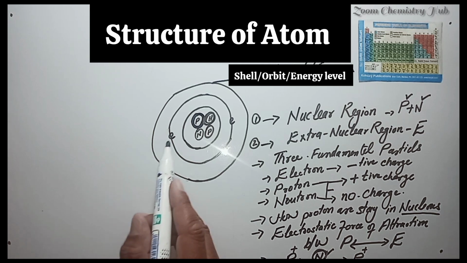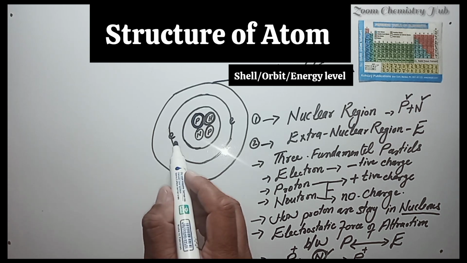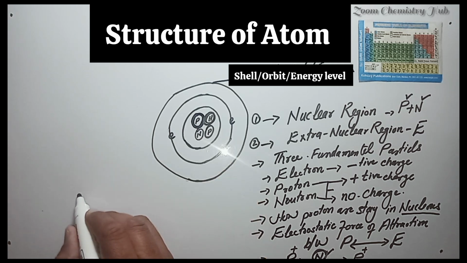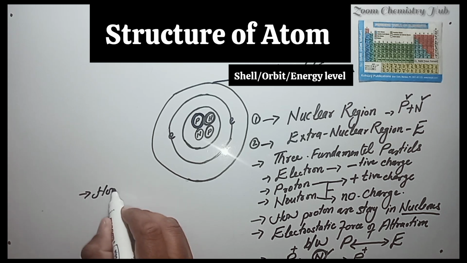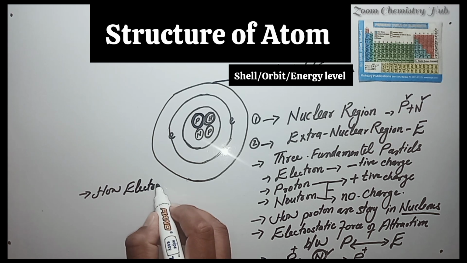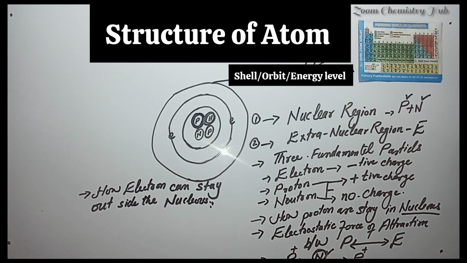The next question that arises in our mind is, how can electrons stay outside the nucleus? The answer is that, as we know, electrons carry negative charge and protons carry positive charge.